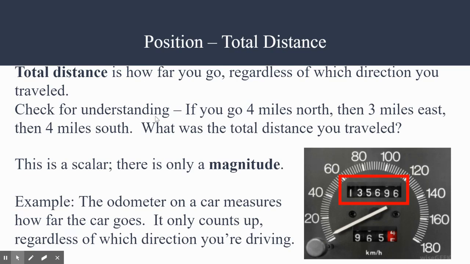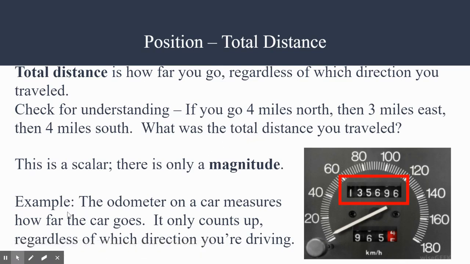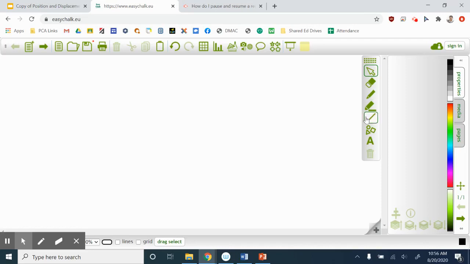Okay, so then we have a check for understanding. If you go 4 miles north, then 3 miles east, then 4 miles south, what was the total distance you traveled? Let's see, I'll go to my whiteboard, I'll draw this out, and we'll see what this looks like. Okay, so our check for understanding says we're going to go 3 miles east, 4 miles north, and 4 miles south. So I'm going to draw that out. And just imagine you're in a car, and we're going on a street, and we're going 3 miles to the east direction. Now, if it'll help you, I'll go ahead and draw our cardinal directions up here.